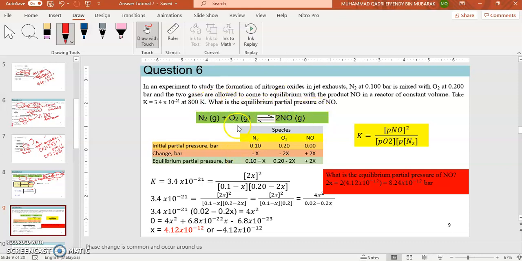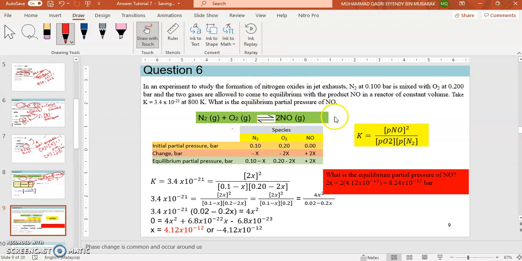First thing first, we need to form the chemical equation for this reaction. N2 gas reacts with oxygen gas to give NO gas. Then we need to balance this equation. So we know that one mole of nitrogen gas reacts with one mole of oxygen gas, and we produce 2 moles of nitrogen oxide gas.